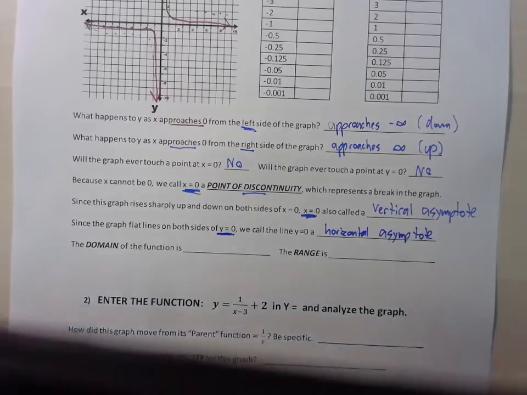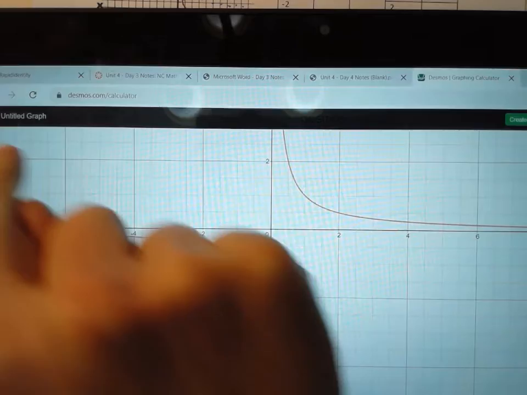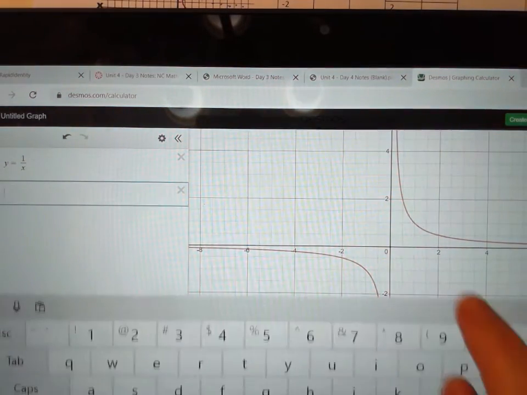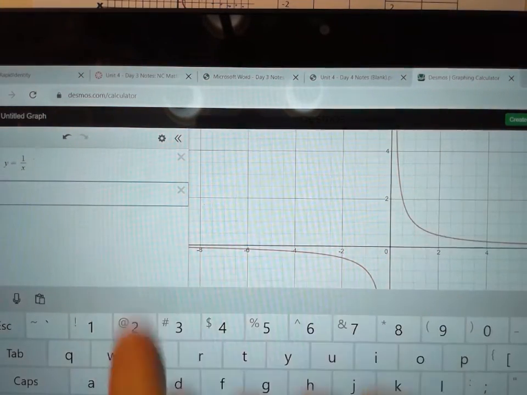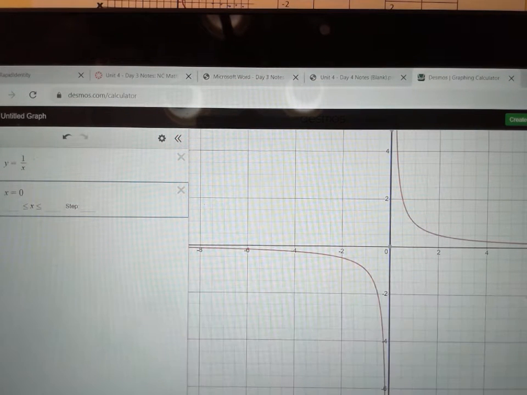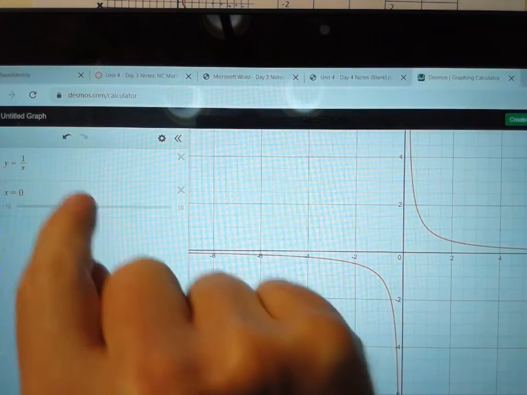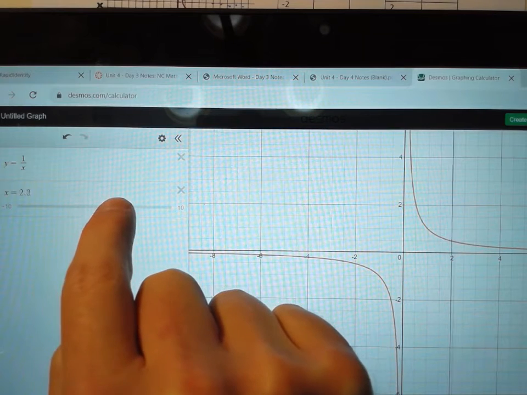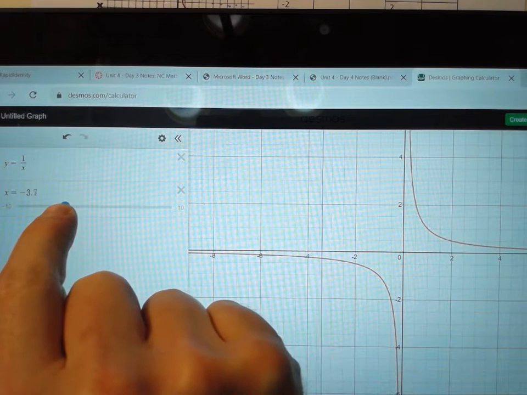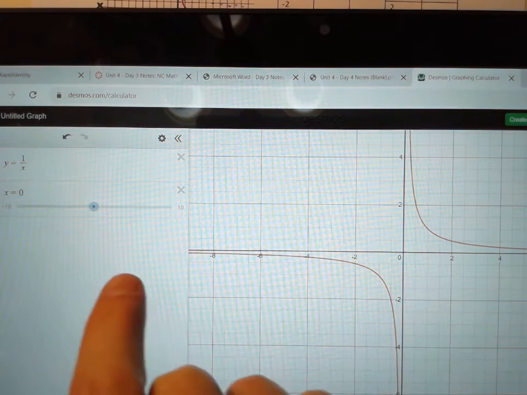And let me show you what those look like on the graph. So you can see the graph of 1 over x. If I type in x equals 0, it's going to throw a vertical line right where the y-axis is. Can you see that? That's the vertical asymptote. Of course, 0 is the only spot where the graph doesn't touch. So we're going to leave that at x equals 0.